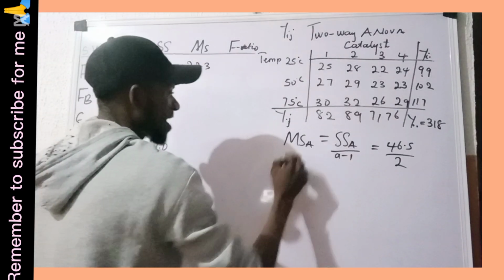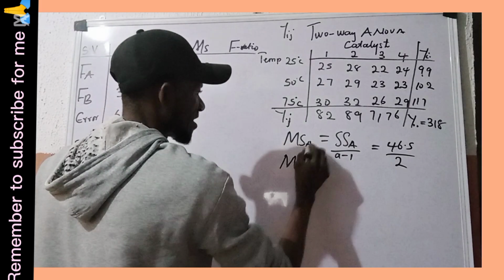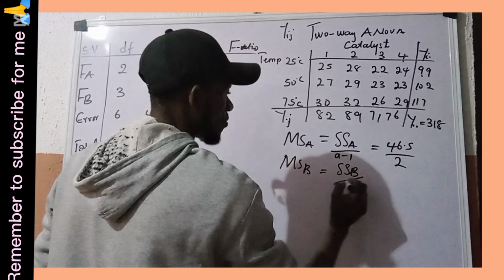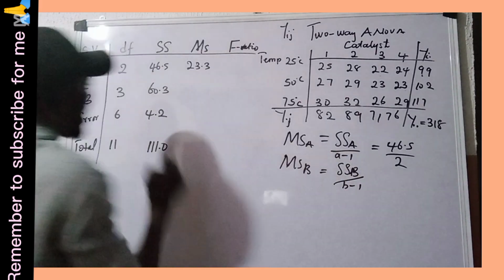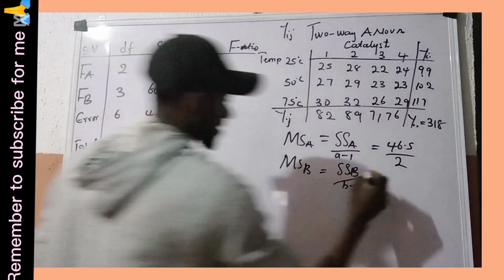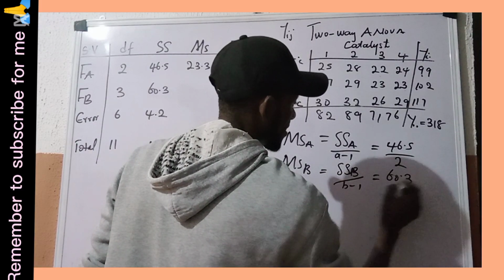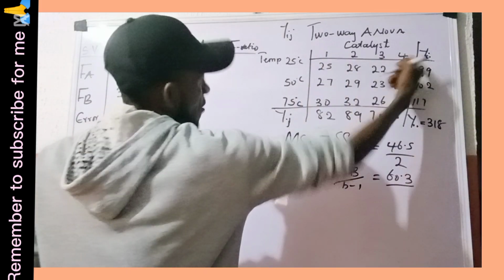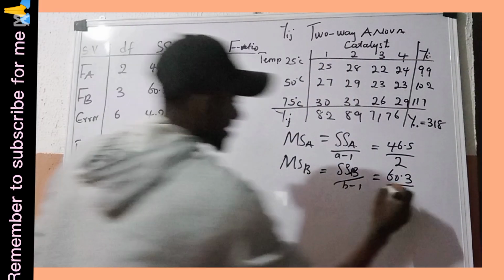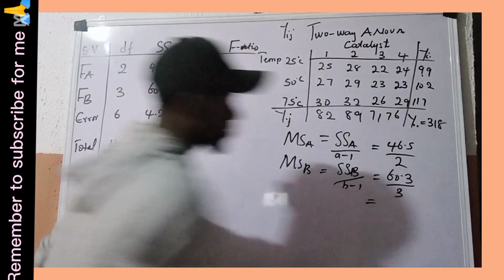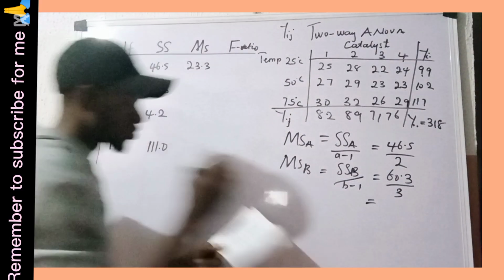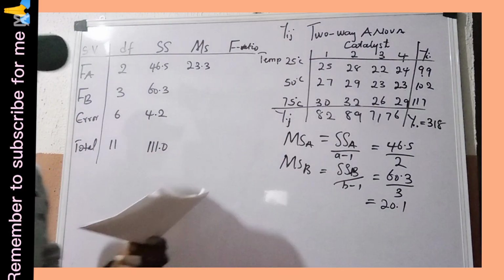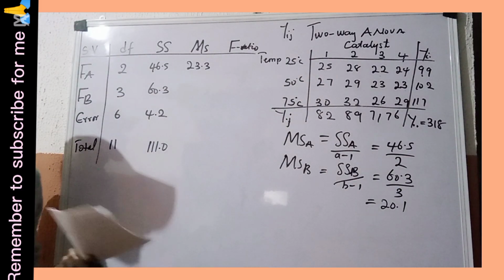And if you talk about MS of B, it becomes SS of B all over B minus 1. And our SS of B is 60.3. So this equals 60.3 all over. Then our levels of factor here, there are 4. 4 minus 1 is 3. That's why we had 3 here. So it is all over 3. The value which they got here is 20.1. So we have our 20.1. That's the value we have there, 20.1.